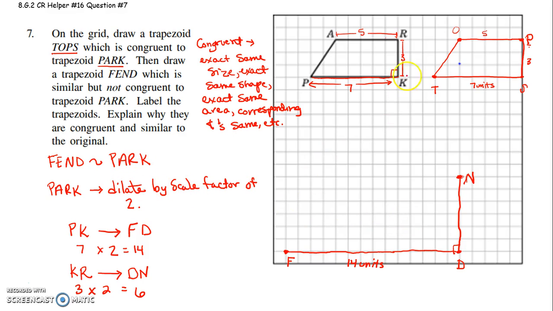All right, finally, R to A. RA is 5 units, and RA corresponds to NE. If I take 5 times 2, because I've decided to double all the sides, that will make it similar but not congruent. 5 times 2 is 10, so NE must be 10 units. 1, 2, 3, 4, 5, 6, 7, 8, 9, 10. This must be E.